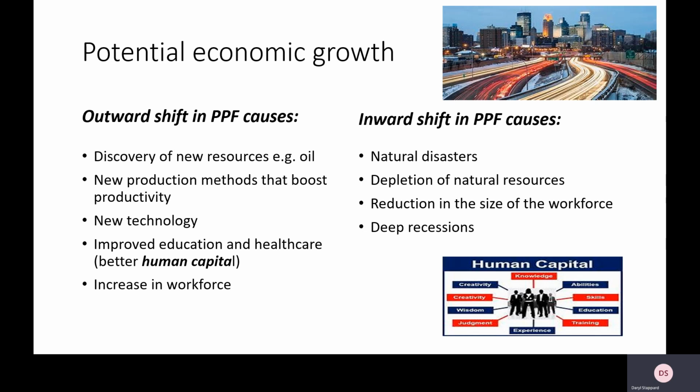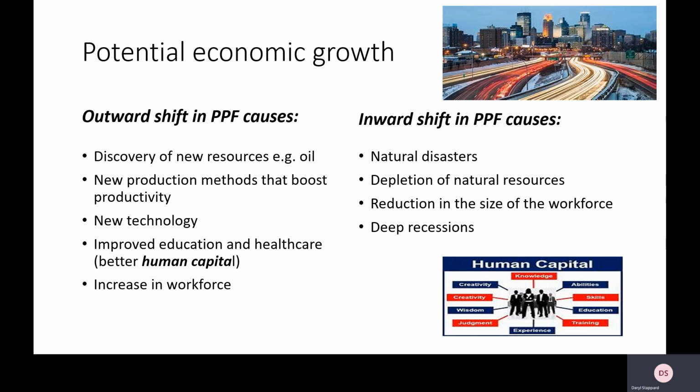It could be there's better infrastructure across the country, which means that we can move things around from A to B smoother, more quickly. It could be better human capital. Now, human capital is the quality of the workforce. If we improve the skills of workers or make them fitter and healthier, then people genuinely become more productive. A more productive workforce is more able to produce output than a less productive workforce.